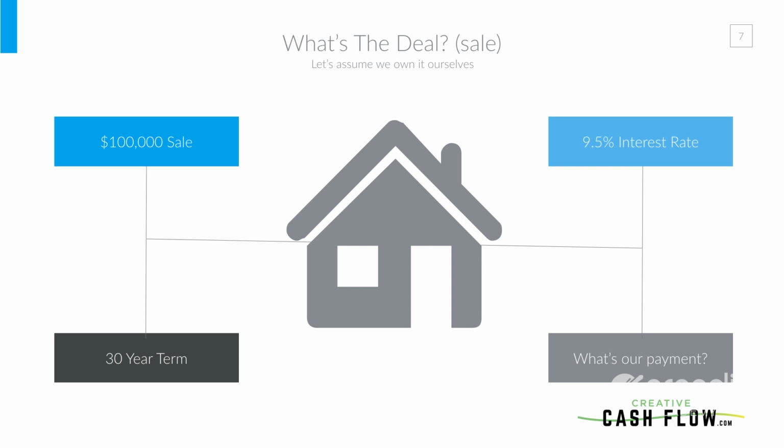So let's assume that we own this house free and clear. We're going to sell it for $100,000. We're going to sell it at a 9.5% interest rate. We're going to do a 30-year term on it. And now we need to know what the payment's going to be. That's going to be the whole key to this, right?